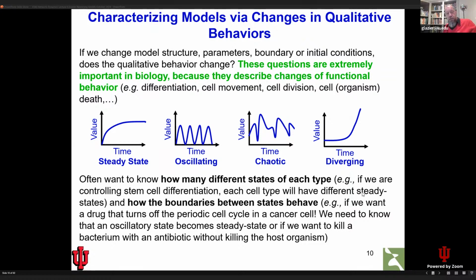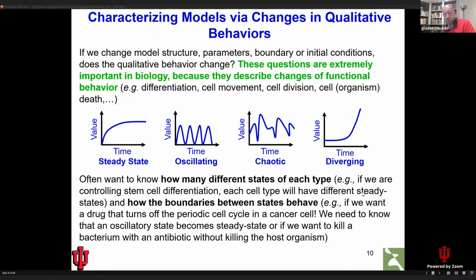Or we go from a steady state or an oscillating solution to a divergent solution. Biologically, if we see divergence and it really is divergence, it's going to mean our organism is going to die. So that might be something we care about. And so we want to know how many different states we have of each kind and where their boundaries are in our parameter space. So we want a phase diagram.